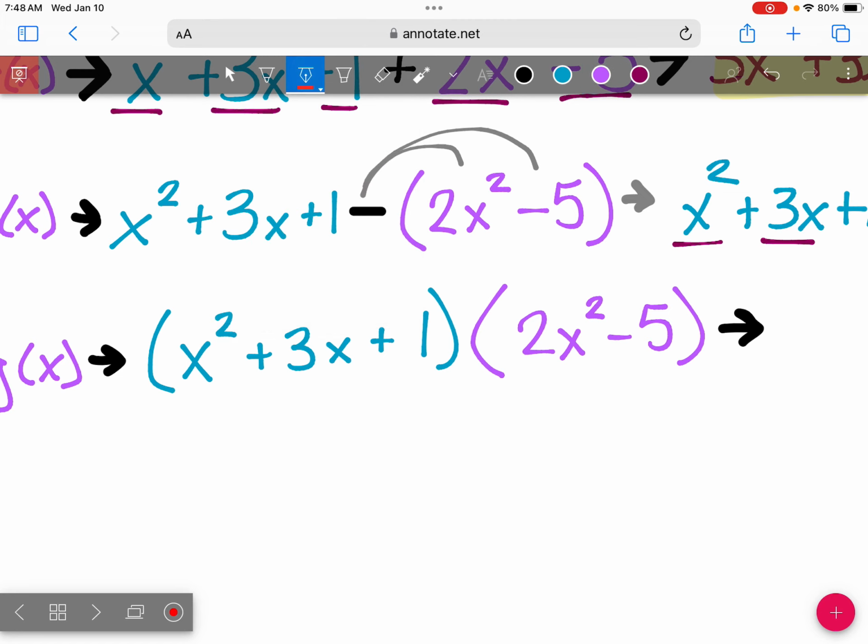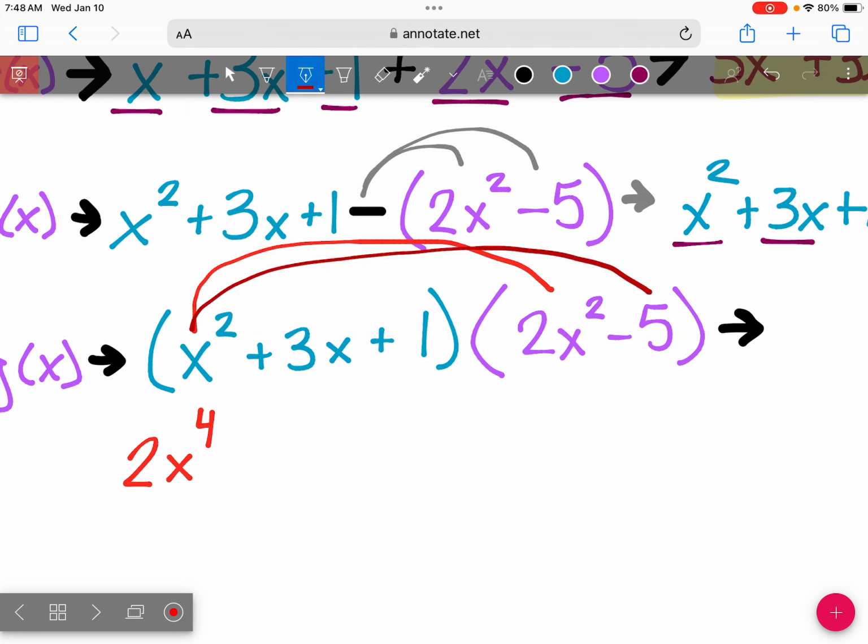So, let me grab a color. We're going to take our x squared times our 2x squared. What is x squared times 2x squared? 2x to the what? 4th. X squared times x squared means we have 4 x's right there. Add your exponents together. So then I'm going to have x squared times minus 5. Minus 5x squared.